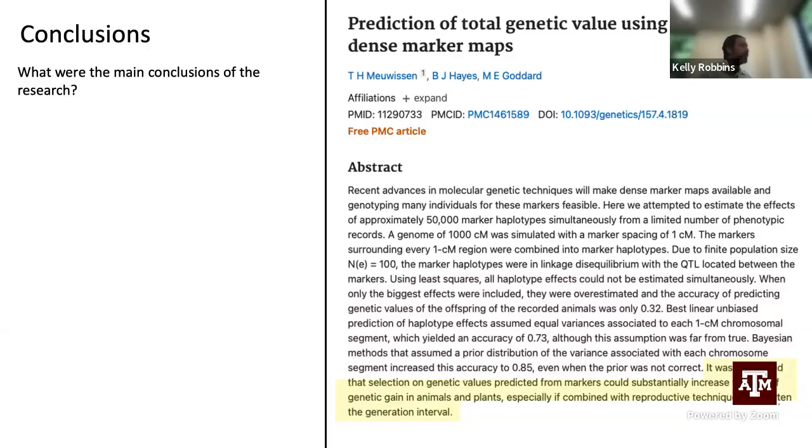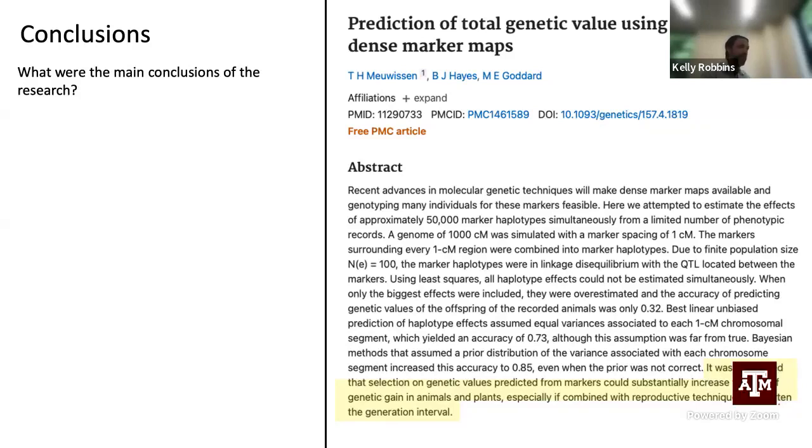Then finally, we'll move on to conclusions. What were the main conclusions of the research? It was concluded that selection on genetic values predicted from markers could substantially increase the rate of genetic gains in animals and plants, especially if combined with reproductive techniques to shorten generation interval, right? So this is essentially the strategy of genomic selection.